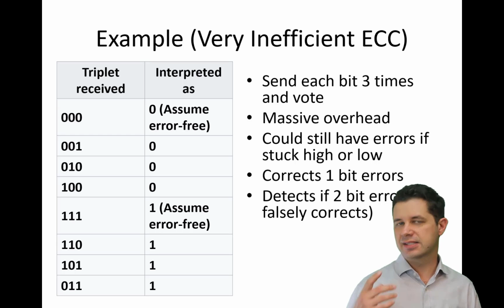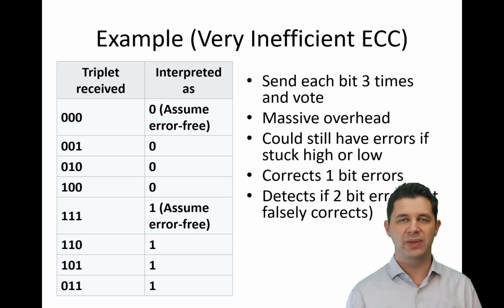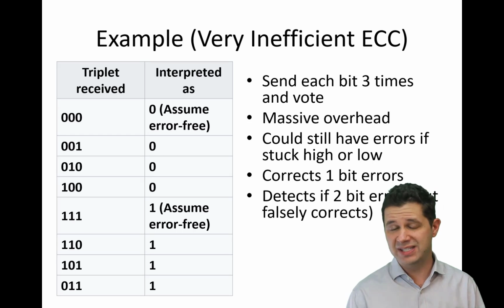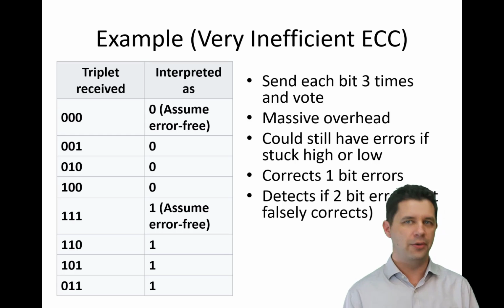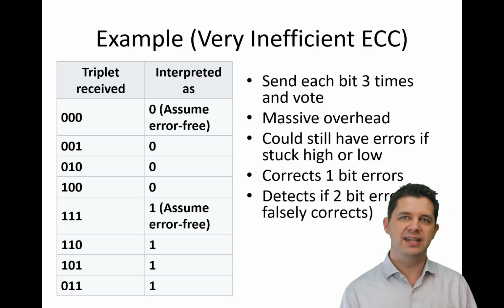If we have a 1-bit error, we can detect that error and correct it because if it's, for example, 100, well, we know it's going to be 0 because the other 2 bits are 0, just with TMR. But if there's a 2-bit error, it actually falsely corrects it and thinks it's something else.